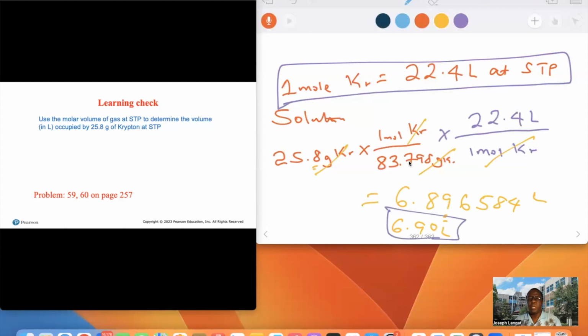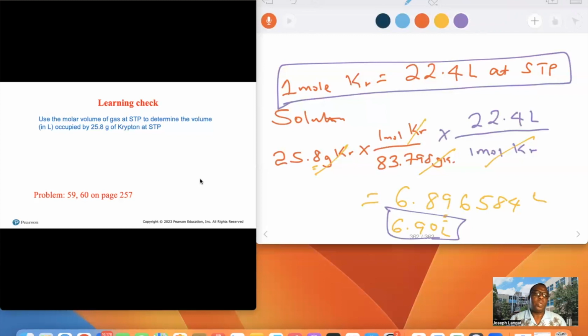This is the amount of space occupied by 25.8 grams of krypton. It makes sense because 83.798 grams is 1 mole, which should occupy 22.4 liters, but 25 grams will be way less than 83.79 grams. So please look at problem numbers 59 and 60 on page 257.